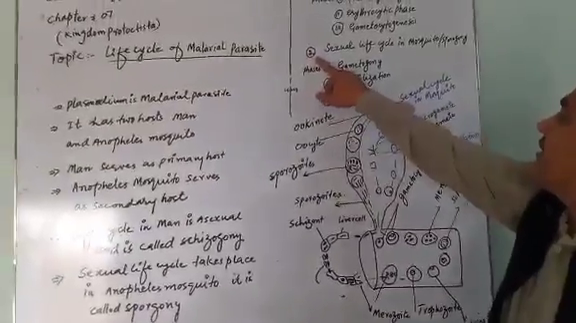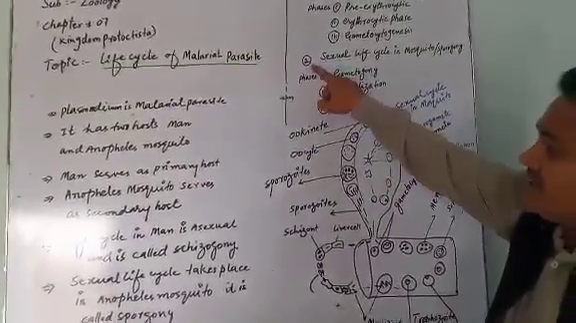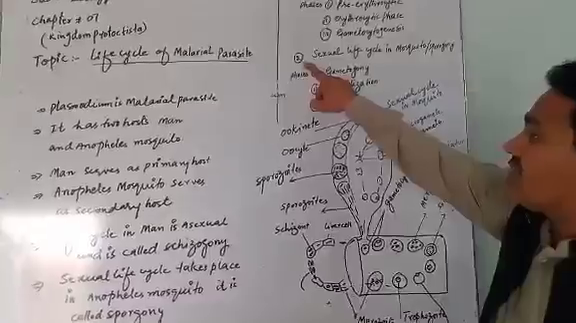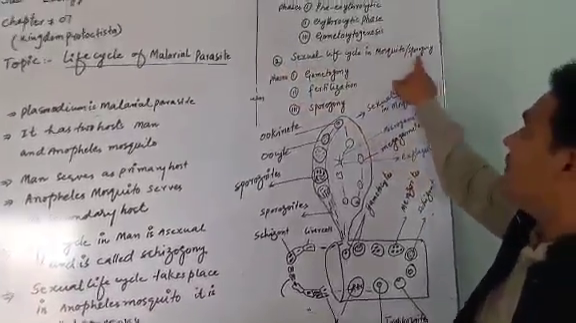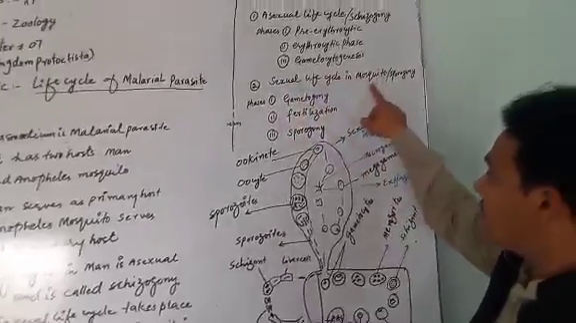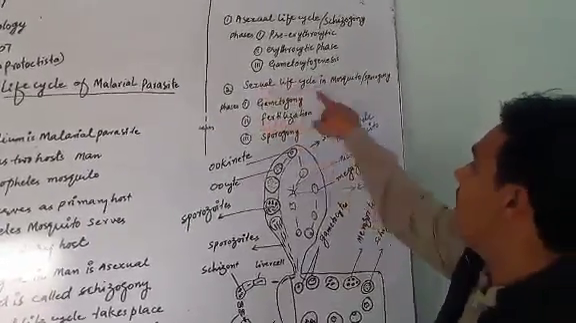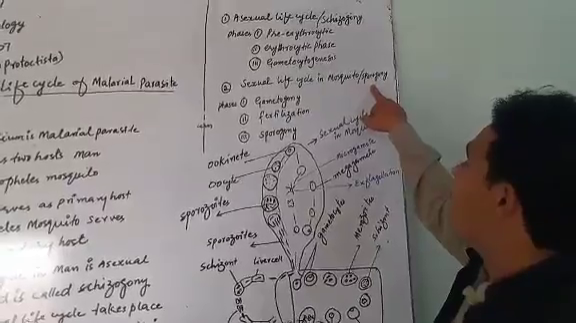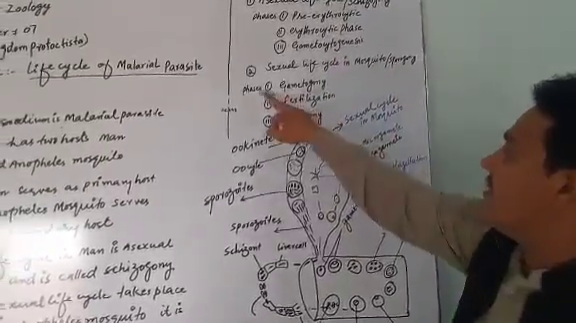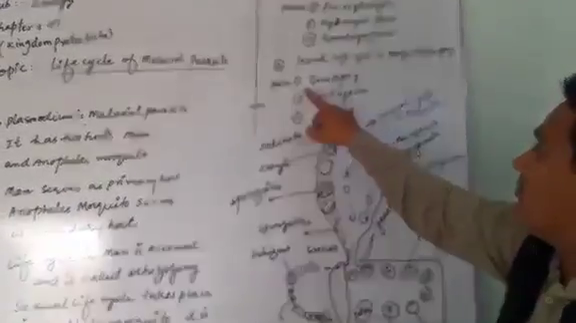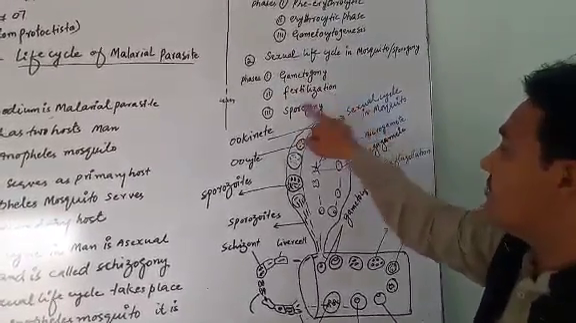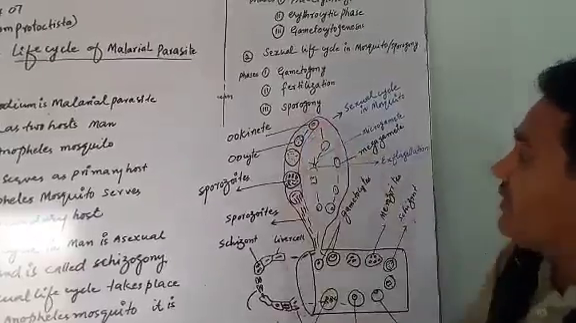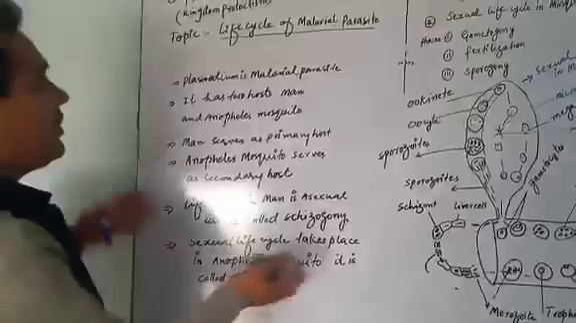Now second phase or second life cycle of malarial parasite is called sporogony. It takes place in the Anopheles mosquito. It is sexual life cycle of Plasmodium. It has also three phases. Number one, gametogony. Number two is fertilization. Number three is sporogony.